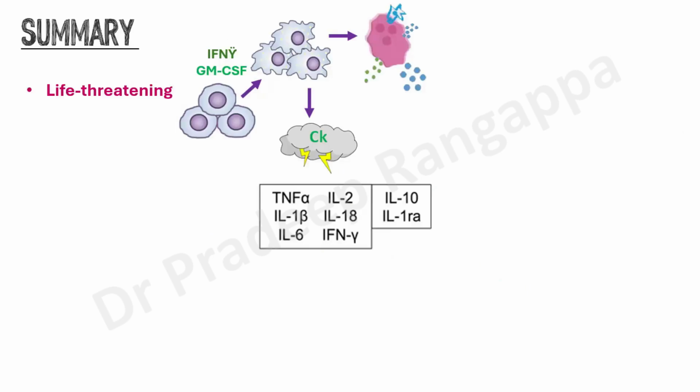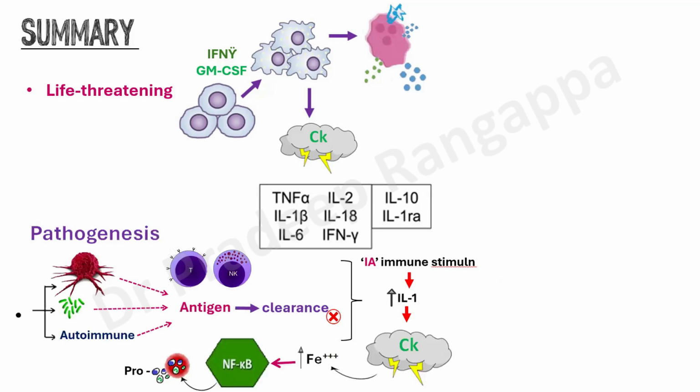So the summary is HLH and MAS are pretty similar. We call it MAS when the trigger is an underlying autoimmune condition, and it's a life-threatening condition. It can lead to multi-organ dysfunction. So one needs to have a high index of suspicion. The main thing is there is unchecked perpetuating proliferation of inflammatory cells, leading to foamy histiocytes, leading to macrophage activation and cytokine storm, leading to release of all these interleukins. Pathogenesis, there is no antigen clearance that leads to inappropriate activation of the immune system, leading to cytokine storm.